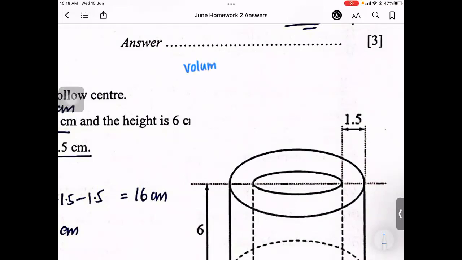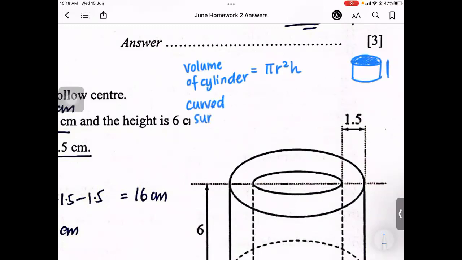Volume of cylinder. What is the volume of cylinder? Cylinder base area is a circle, so this one is pi r squared times the height. Okay, curved surface area.